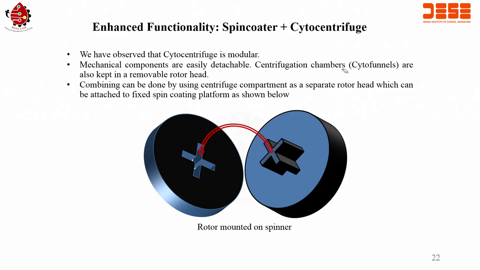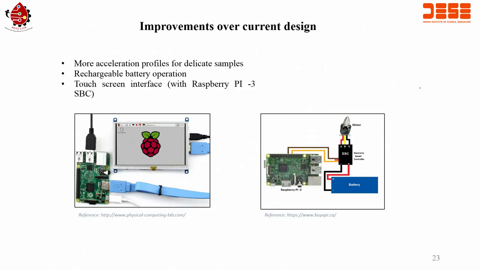Okay. So, the cytocentrifuge is modular, mechanical components are easily detachable. This is one system that you can develop if you want to use the system as a cytospin and as a spin coater. The centrifugation chambers, the cytospin panels, are also kept in a removable rotor head. So, the idea is, can we just place this guy on this and work as a cytospin? If we remove this, then it becomes a spin coater or vice versa. So, we can develop our own substrate holder. Combining can be done by using a centrifuge compartment as a separate rotor head, which can be attached to a fixed spin coating system as shown below.